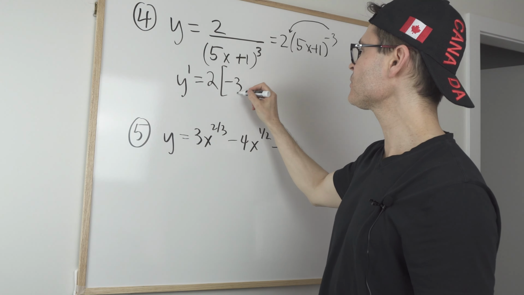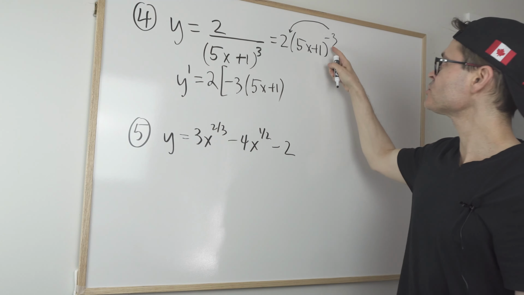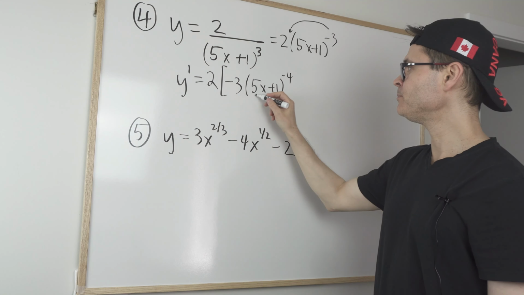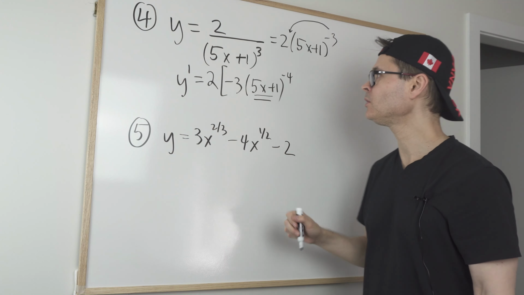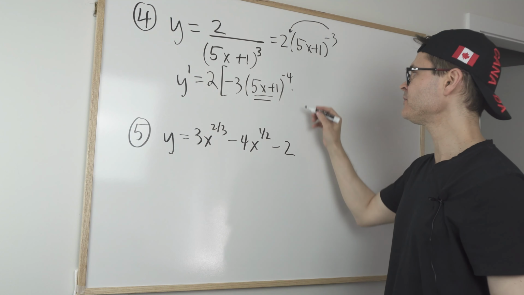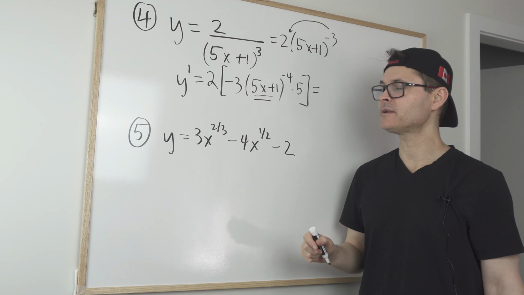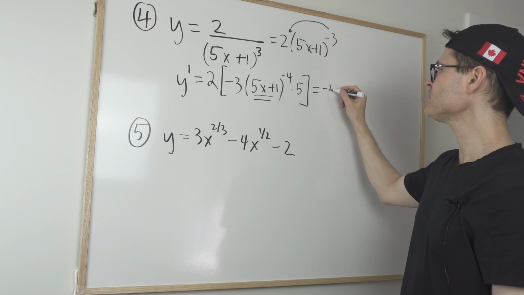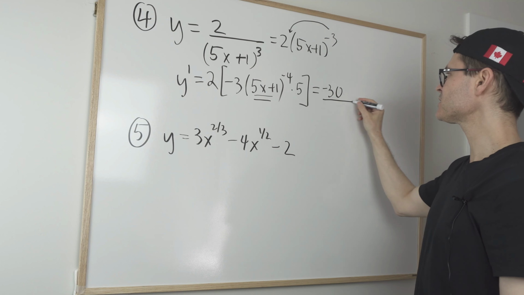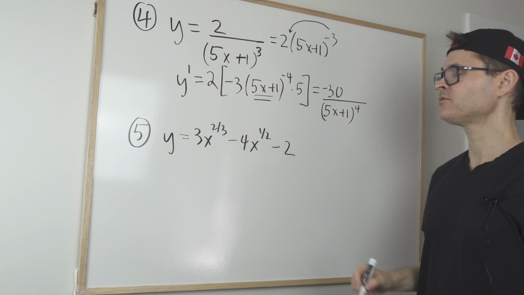That's going to be -3 bracket. Just rewrite your base, 5x plus 1. Don't forget to subtract 1 from the exponent. So -3 minus 1 is -4. And be careful, there is your chain rule. That's the inside function, so I have to also multiply by the derivative of the inside function, which is 5. Close your bracket, clean it up. So 2 times -3 is -6 times 5 is -30. And I'm going to just take this downstairs. I don't like to leave it as negative exponents. So -30 over (5x plus 1) all to the power of 4.